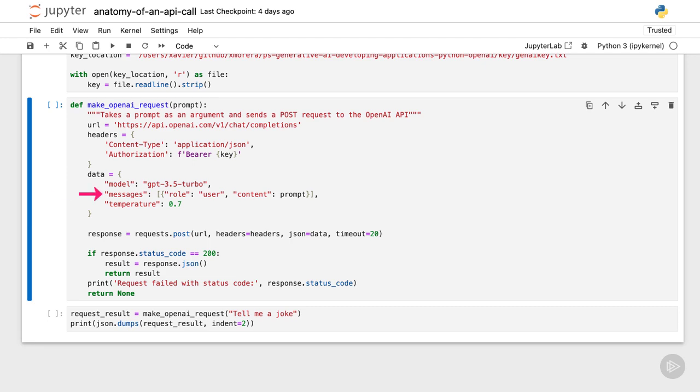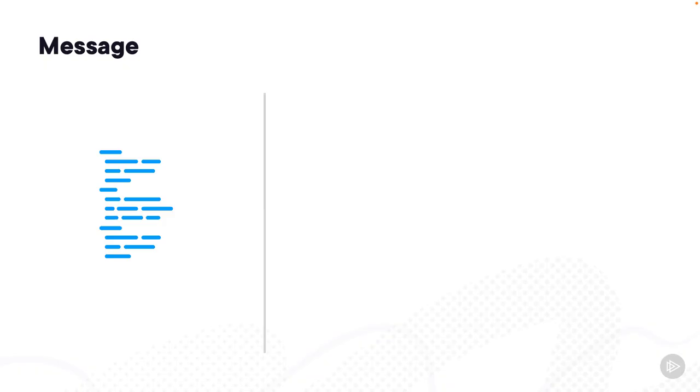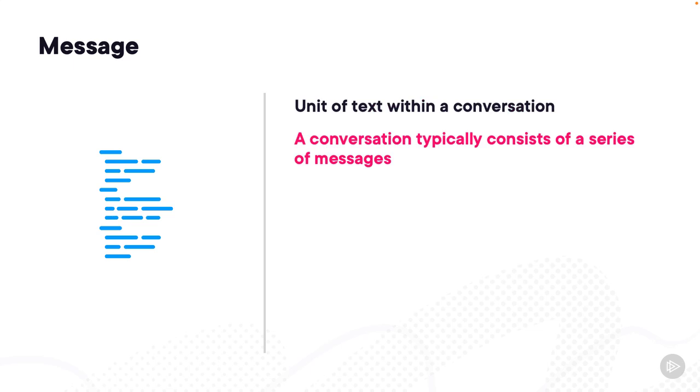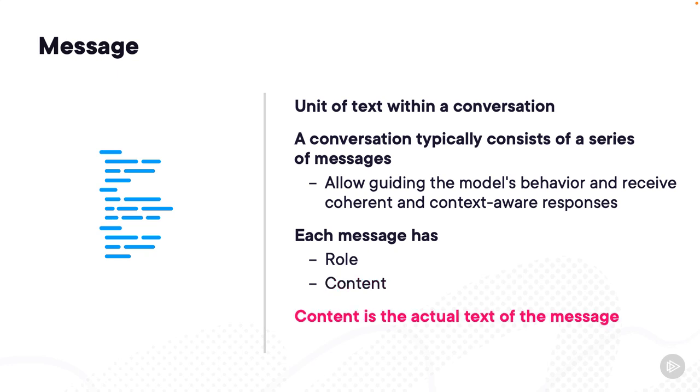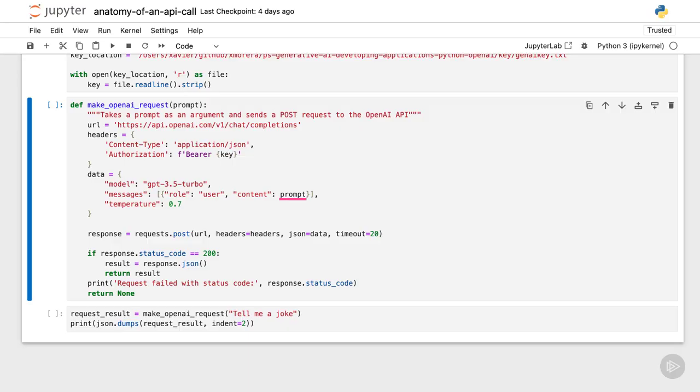Let's move on to the messages. A message is a unit of text within a conversation. A conversation typically consists of a series of messages that allow guiding the model's behavior and receive coherent and context-aware responses. Each message has a role and content. The content is the actual text of the message, which can be input, questions, instructions, and responses. Basically, it's the prompt.